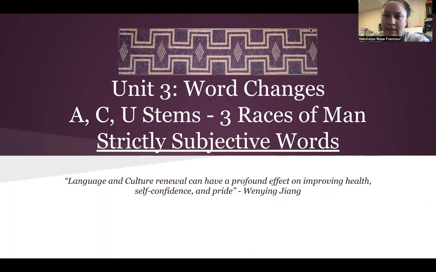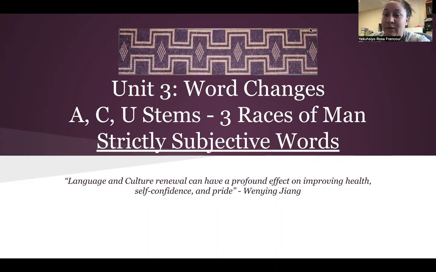Today's video lesson is going to cover the A, C, and U stem subjective verb changes. This is what we call Unit 3. We go over verb changes, sometimes called word changes. This unit covers very simple subjective verb changes for the A, C, and U stems.